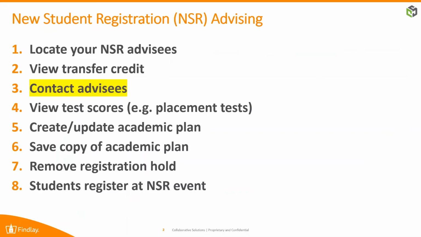Next, let's talk about contacting your advisees and what you should ask when you reach out. When you are notified regarding your new student registration advisees, you will also be provided a list of questions by the Director of Advising to reach out to the student to find out more about the student's academic goals, their desired program, any transfer credit or test scores that have not been evaluated, as well as their Core Plus preferences. This outreach can be done by phone, email, or by Zoom.